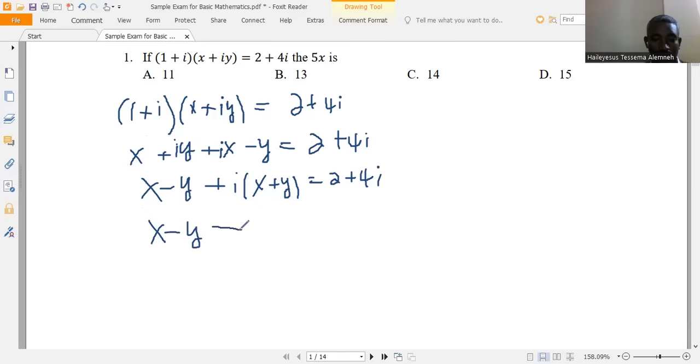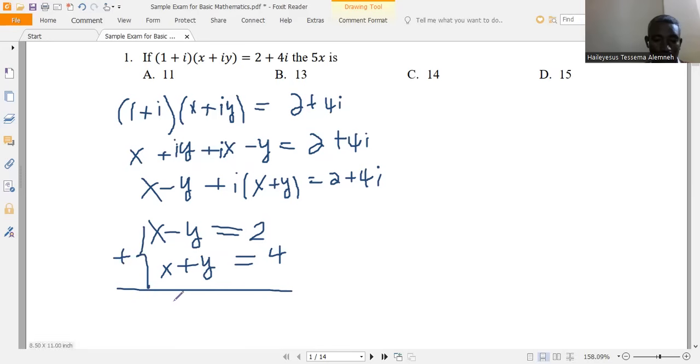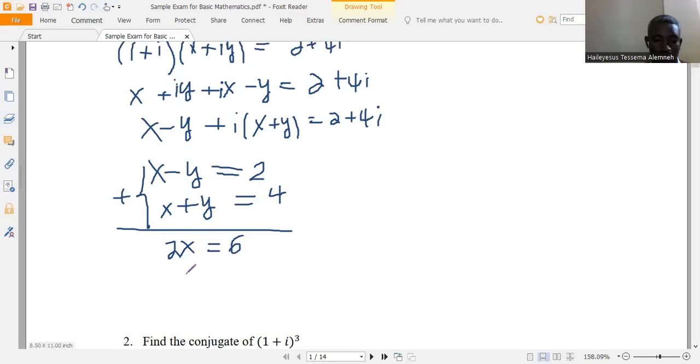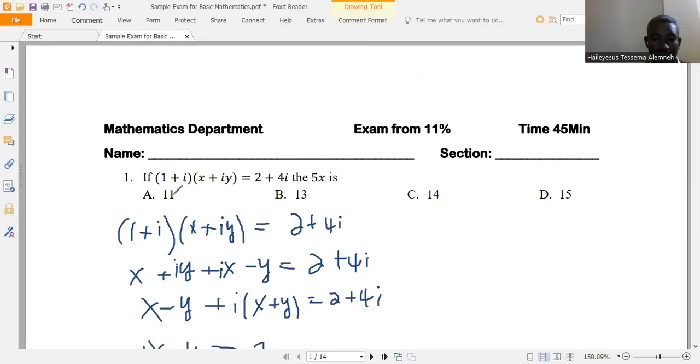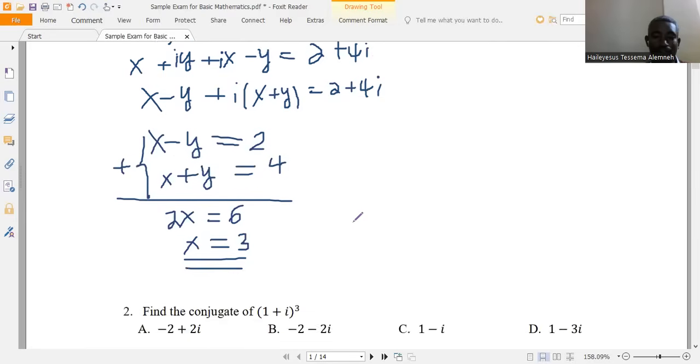x - y is the real part, so it will be equal to the real part 2. And x + y is the imaginary part, so it will be equal to the imaginary part 4. So adding these together, you get 2x, since minus y plus y is 0, is equal to 2 + 4, which is 6. So x is equal to how much? x is equal to 3. So the question is 5 times x is how much? 5 times 3 is 15. So the solution for this one is 15.